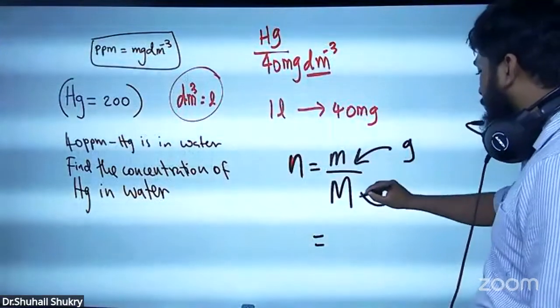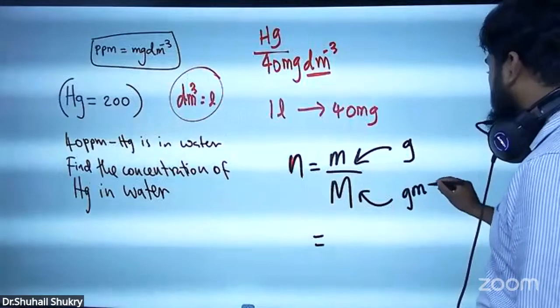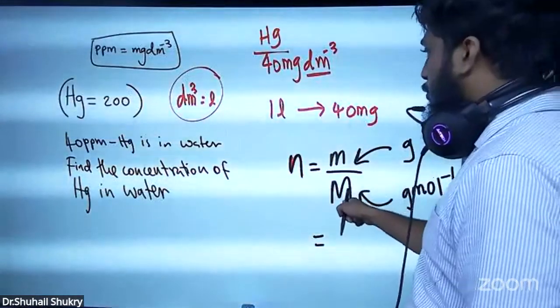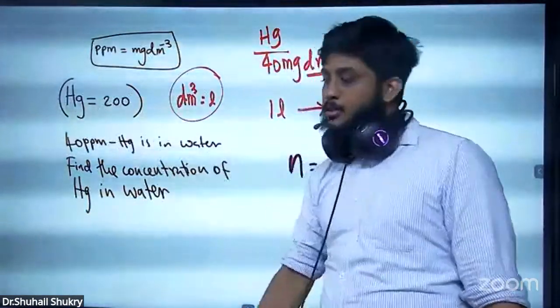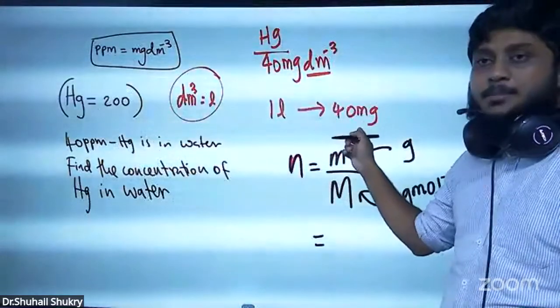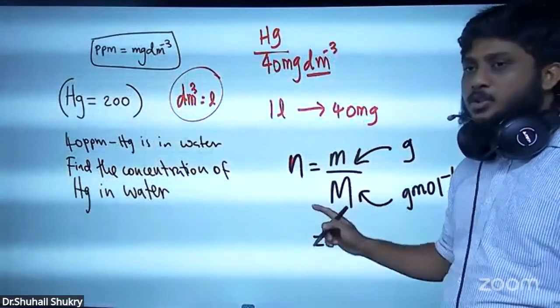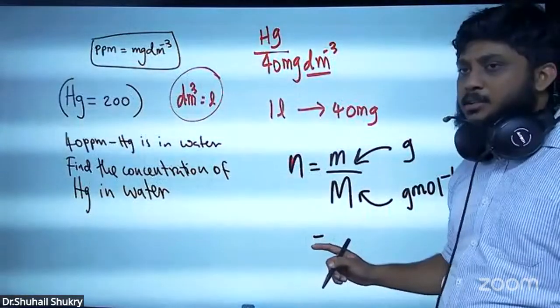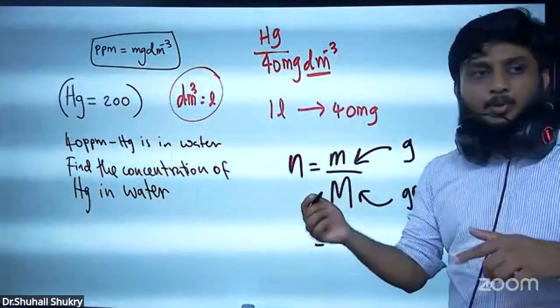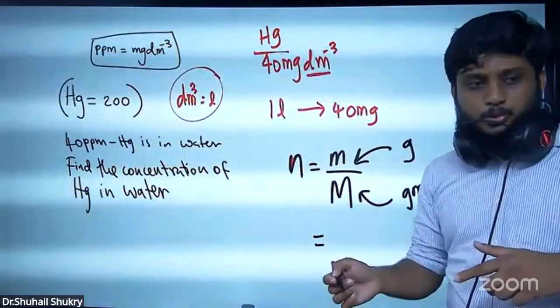Grams. Capital M gives grams per mole. I know the capital M already, it is 200. Simple m, I also know how many grams are here: 40 milligrams. How do we convert that to grams? 40 divided by 1000. To convert milligrams to grams, I should divide by 1000. You all know that, right?